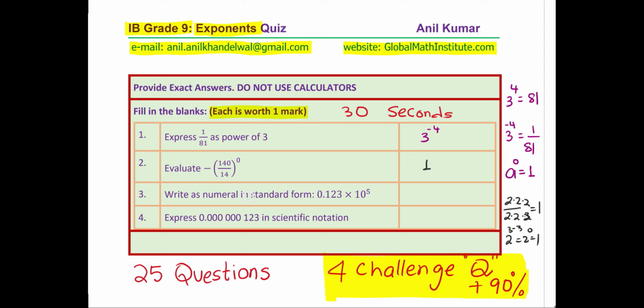Writing as a numeral in standard form. Standard form means that you have to write a number which is less than 10. So you have one place here and then you can write the other places here, since there are 3 numbers written here. So we will have to move the decimal one place to the right, just to write it as 1.23.